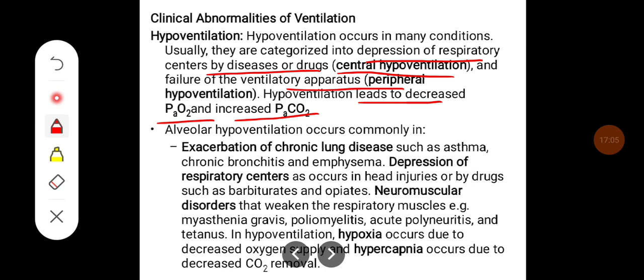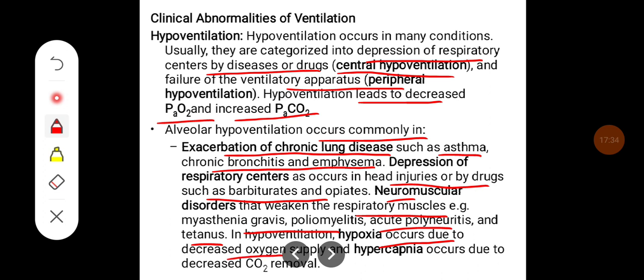Hypoventilation occurs mainly in exacerbation of chronic lung diseases such as asthma, chronic bronchitis, and emphysema. Depression of the respiratory center also occurs in head injuries or by drugs such as barbiturates and opiates. Neuromuscular disorders that weaken the respiratory muscles, for example myasthenia gravis, poliomyelitis, acute polyneuritis, and tetanus. In hypoventilation, hypoxia occurs due to the decreased oxygen supply, and hypercapnia occurs due to the decreased carbon dioxide removal.